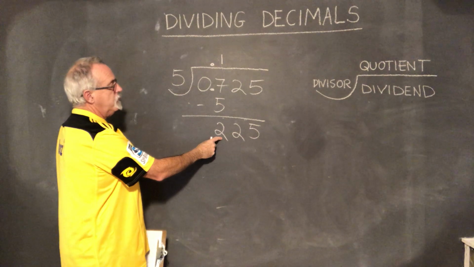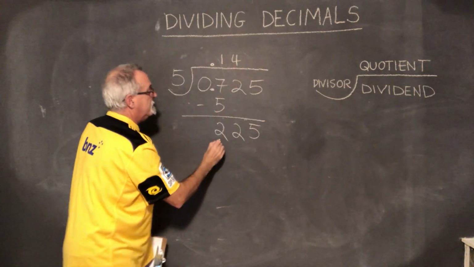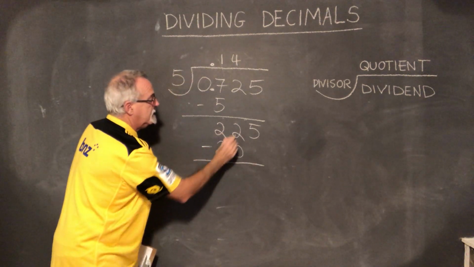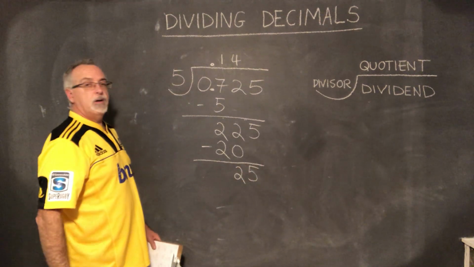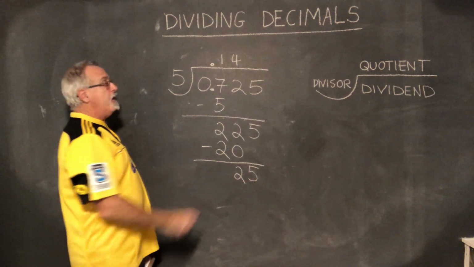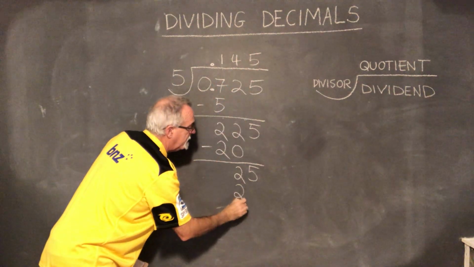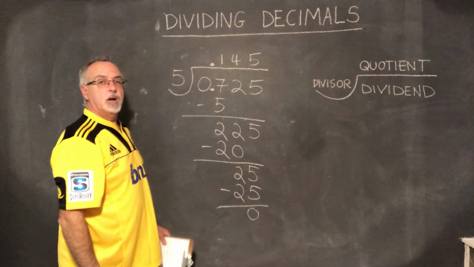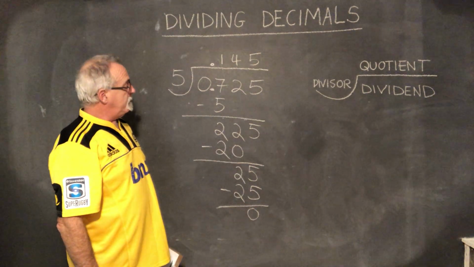5 doesn't fit into 2, but it fits into 22. 5 times 4 is 20. Subtract. These cancel. 2 minus 0 is 2, and the 5 gets carried down. And 5 fits beautifully into 25. 5 times 5 is 25. Subtract. Get a 0. I know I'm done. 0.145 is my answer. I feel good about it.